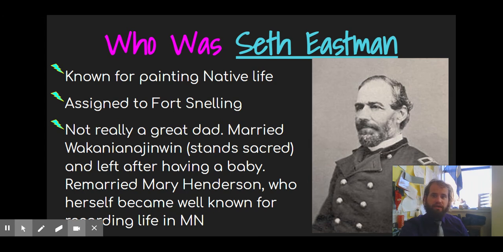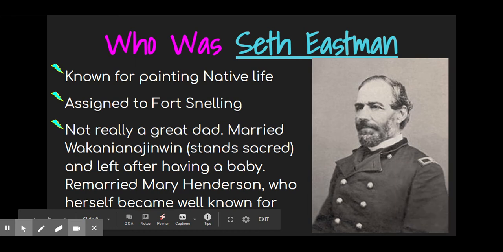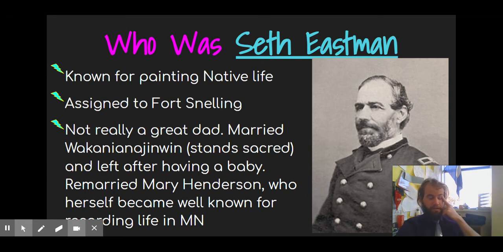His main role there is to work with some of the people at the base and to define the areas of Fort Snelling. Not really a good dad. He marries a Dakota woman named Stands Sacred. They have a kid together, and he leaves. He goes back to Washington and declares that his marriage is over. He teaches painting at West Point.